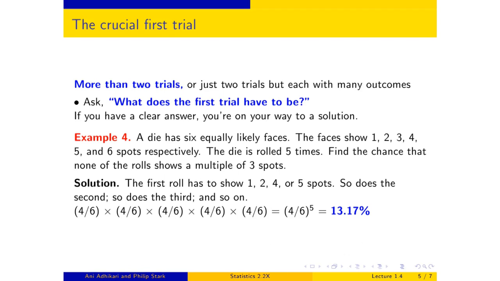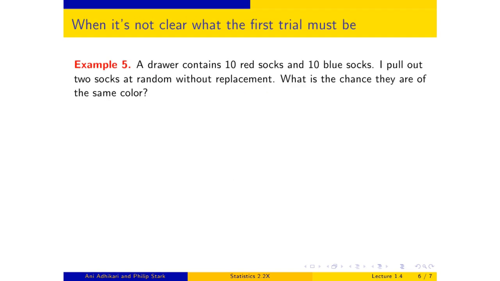So is there a situation where you won't be able to say what that first trial has to be? There is. But even those you can handle. So let's take a look at a drawer of socks, 10 of which are red and 10 are blue. I'm going to mix them all up and just pull out 2, which is kind of what happens when you're bleary-eyed in the morning and pulling out your socks. So I'll pull out 2 socks at random without replacement. I want the chance that I get a pair. What is the chance that they're of the same color?